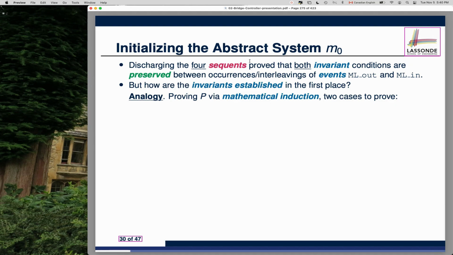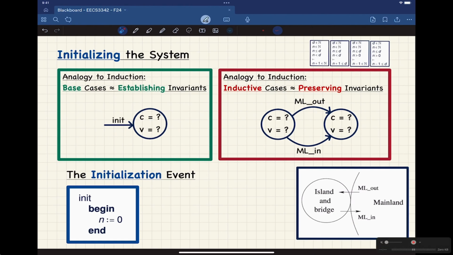And there's some analogy for you. I'm pretty sure you guys have seen mathematical induction, right? So it's really about inductive cases that we have done so far to do with preserving the invariants. We also need to make sure the base cases are also satisfied, right? That's about establishing the invariants. Right, so just some visual over here just to show you. You can think about this will be the init events that we want to focus on right now.